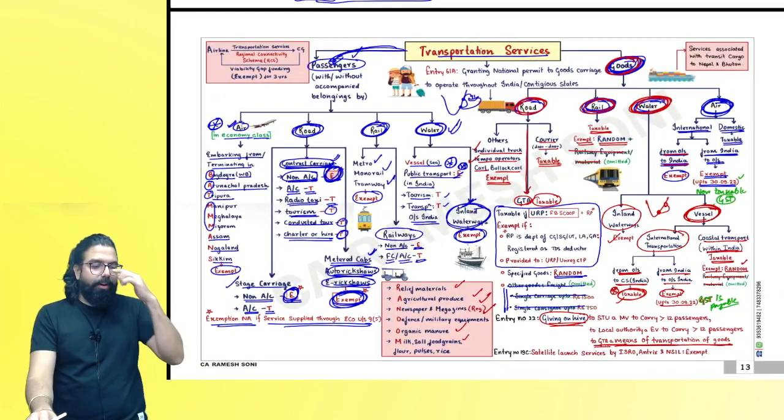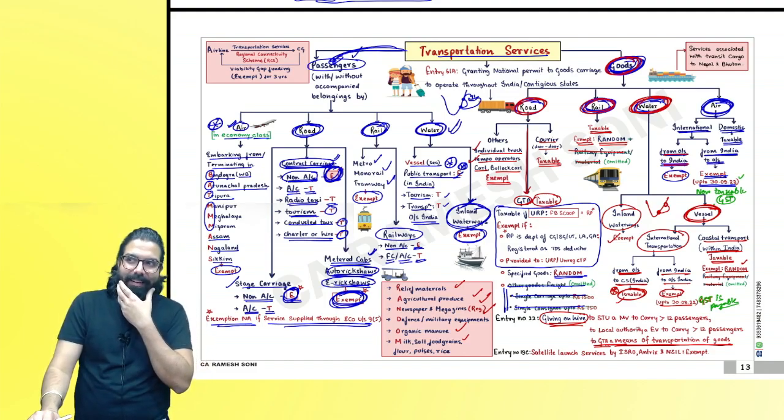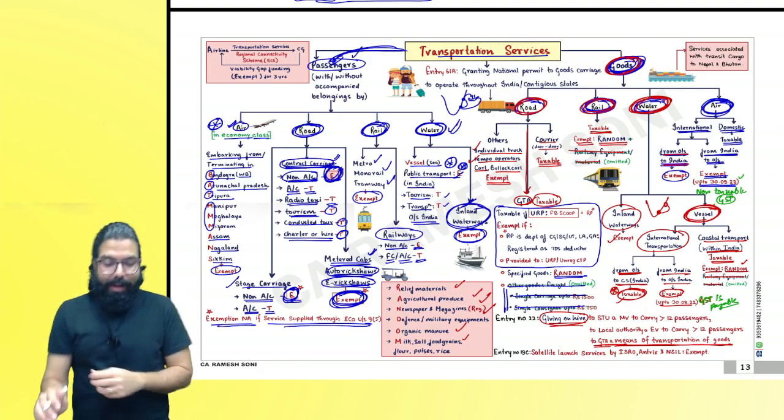We are done with transportation of goods. We are done with transportation of, not service, passenger. Transportation of service. Service can be transported. I am teaching you transport. Everyone here now.